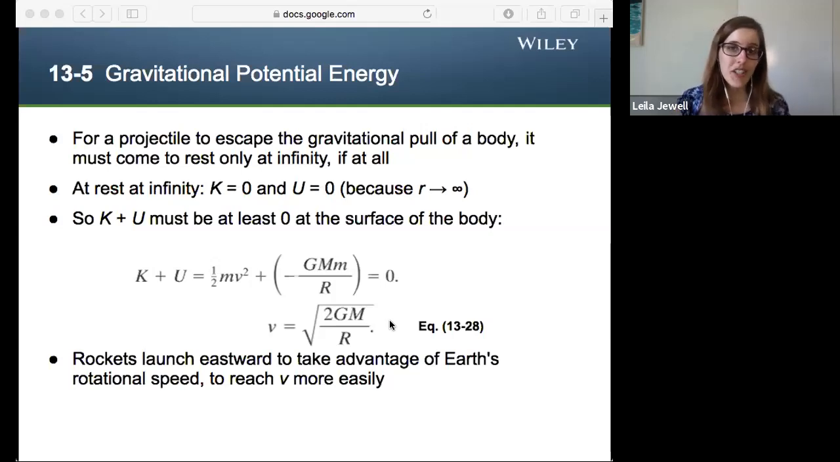So an interesting tidbit here, rockets actually launch eastward to take advantage of Earth's rotational speed in order to reach this speed more easily. So they use Earth's rotation to give the rocket a little bit of a boost, because once it has this minimum speed, they'll be able to leave Earth's gravitational pull.